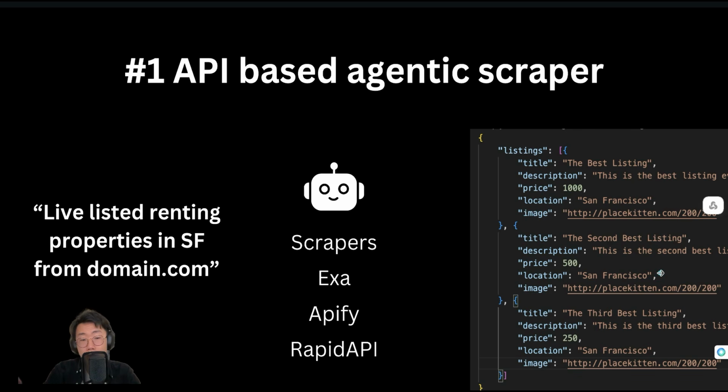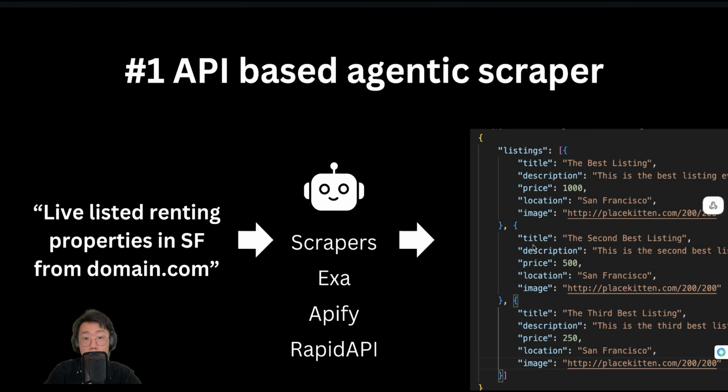So for the first one, which is the API-based agentic scraper, the way it works is pretty straightforward. I basically want to build an agent that has access to different types of existing scrapers to get information from the website. And the agent can receive any type of research task, like getting all the listed rental properties in SF from a specific website. And the agent can just start scraping those websites, getting the raw data, but utilize large language models' capability to get structured information back.